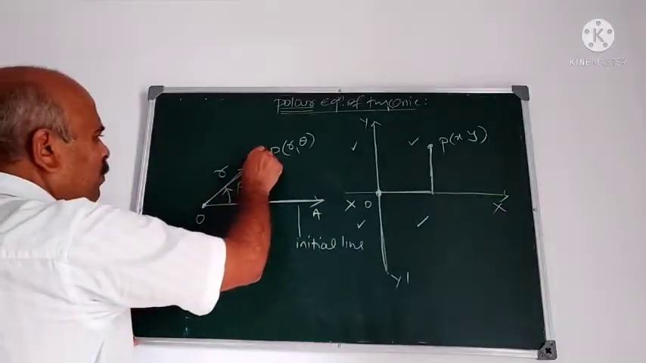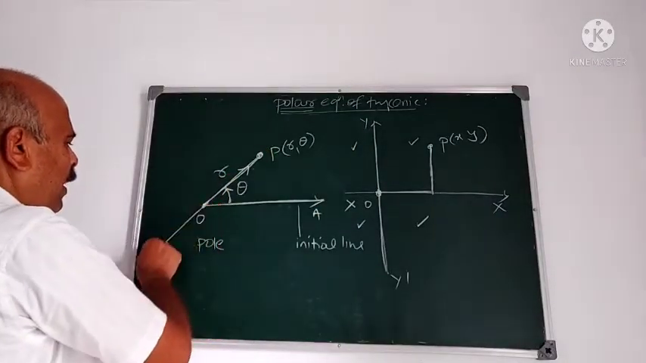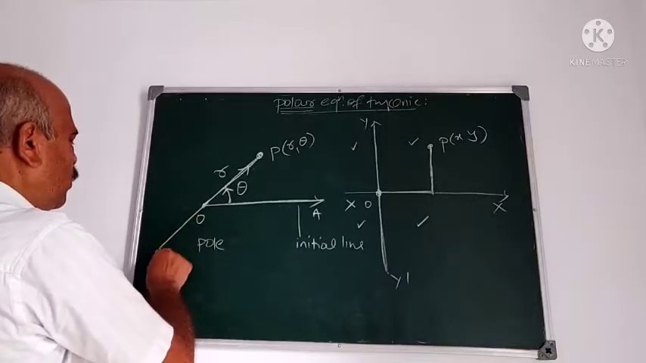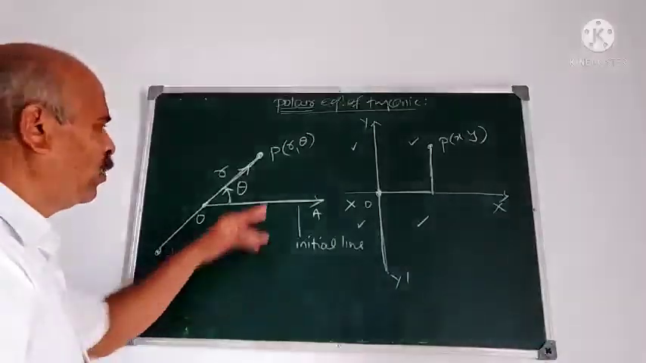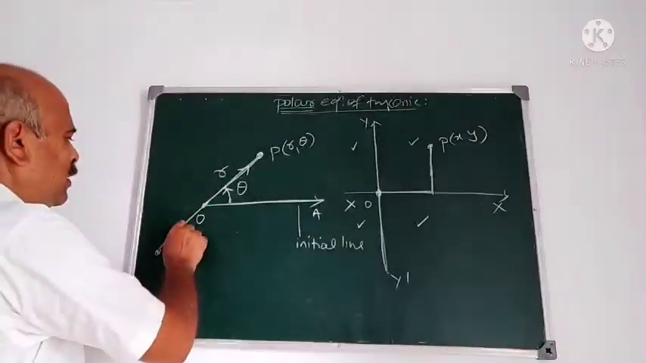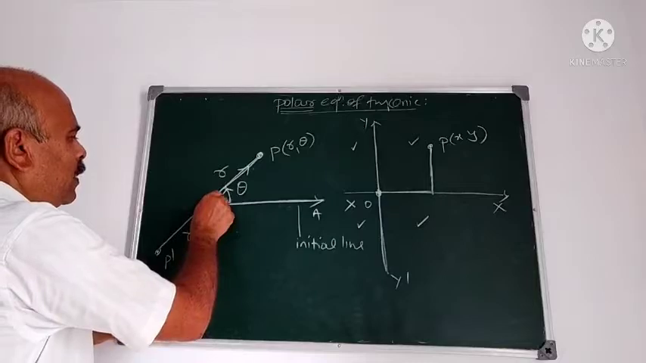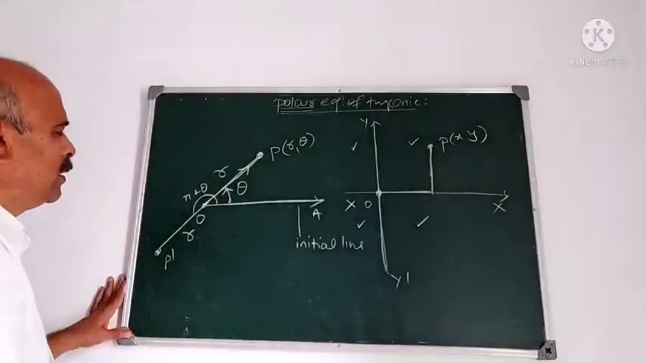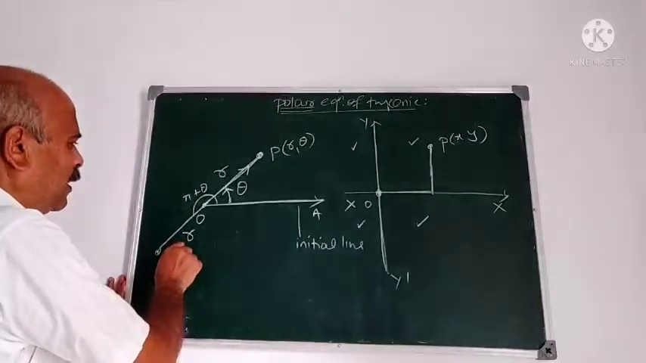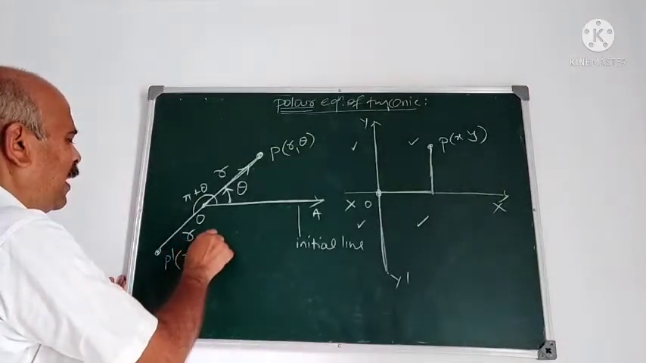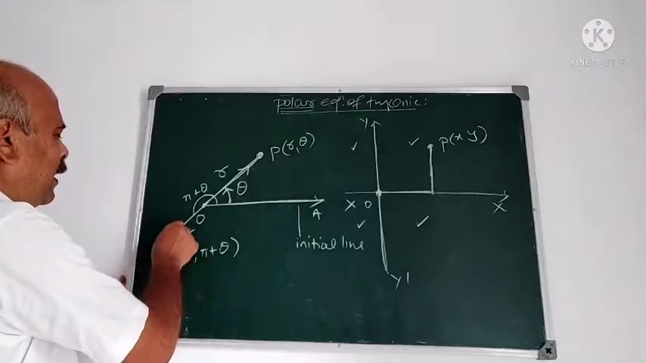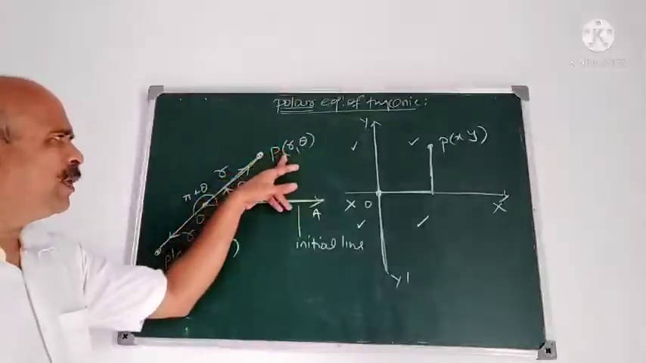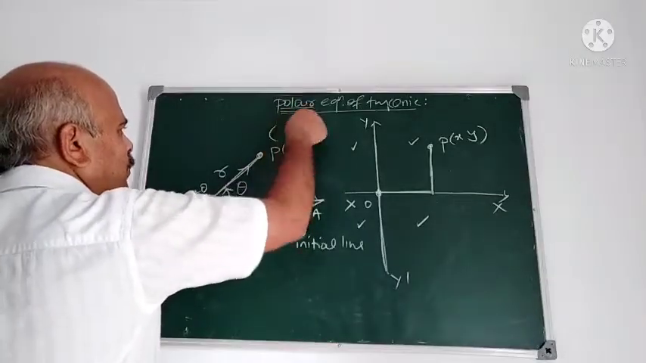Now see, the same point I take, OP is equal to OP dash. Then what is this? r. And what is this angle? Pi plus theta. Then the coordinates of P dash are (r, pi plus theta). These are the coordinates of P dash. But the coordinates of P can also be taken like this.